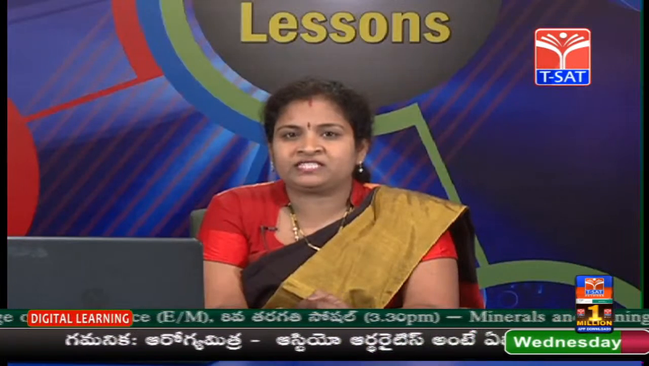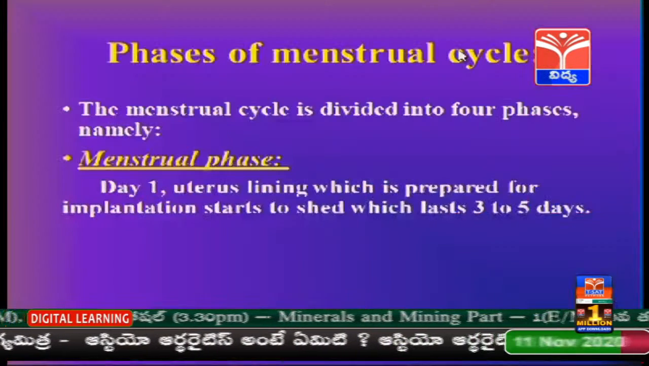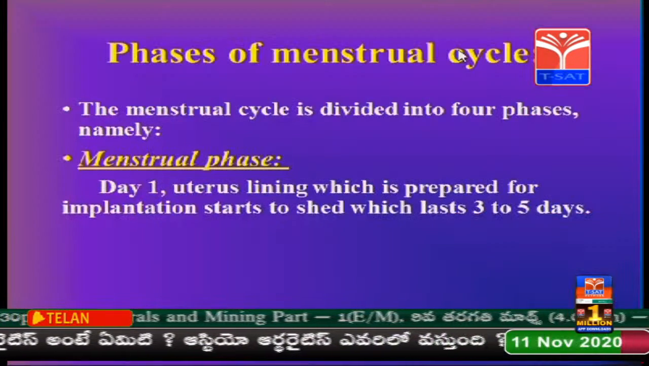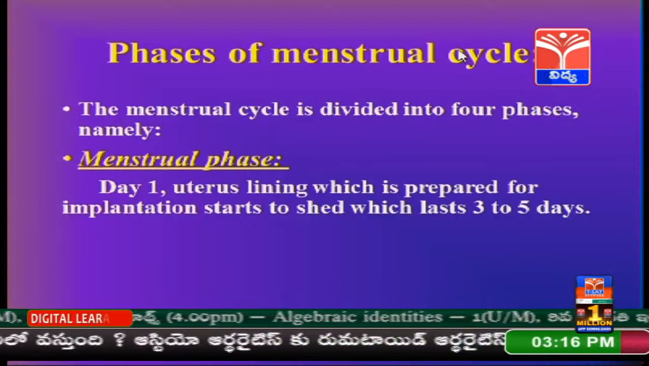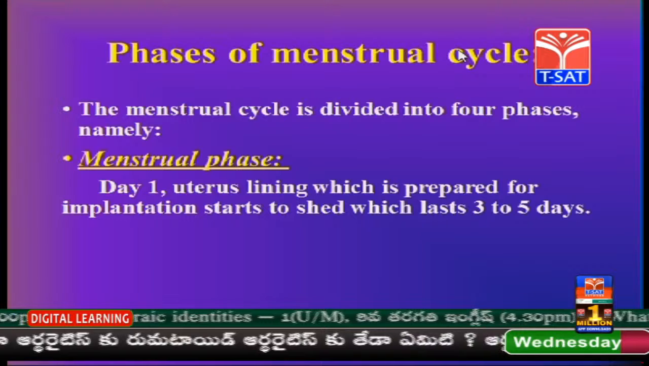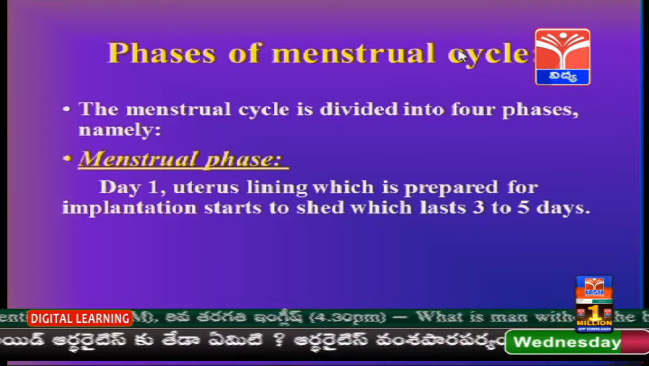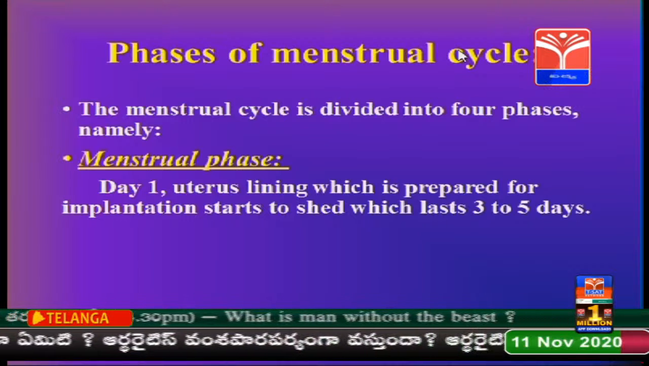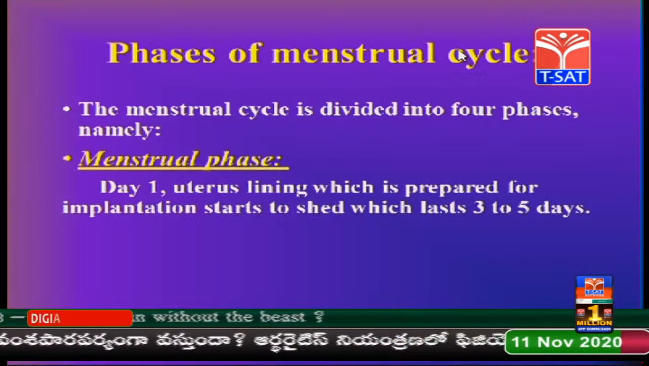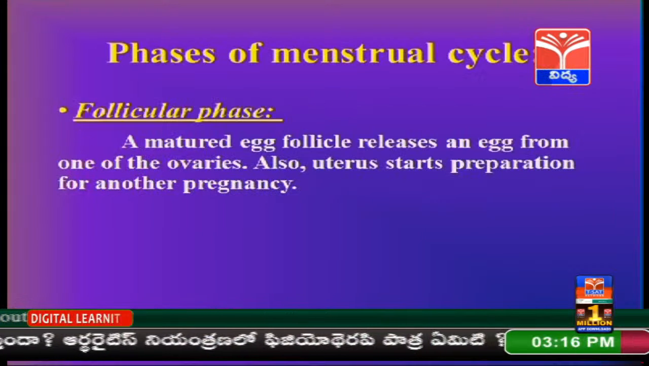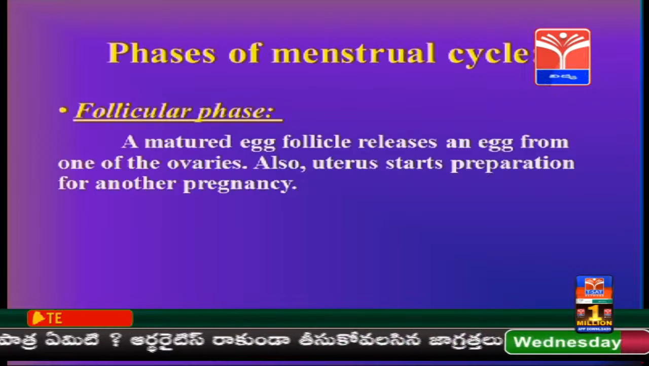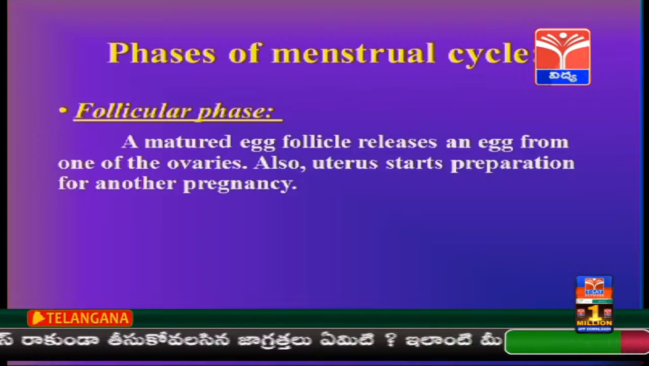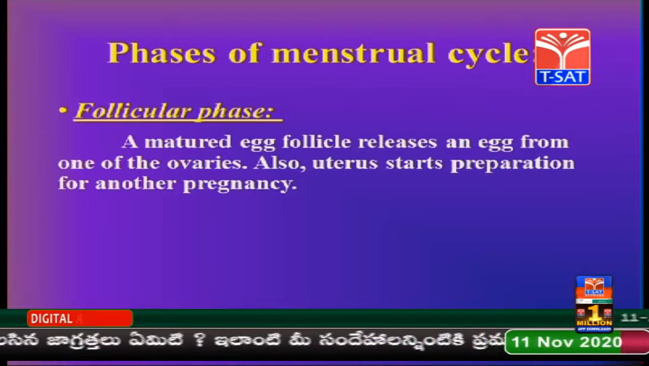Children, let us see what are the phases of the menstrual cycle. The first phase is the menstrual phase. Day 1, the uterus lining, which is prepared for implantation, starts to shed off, which lasts for 3 to 5 days. So, day 1 to day 5 is the menstrual phase. Follicular phase, a matured egg. Follicle releases an egg from one of the ovaries. The uterus starts preparing for another pregnancy.